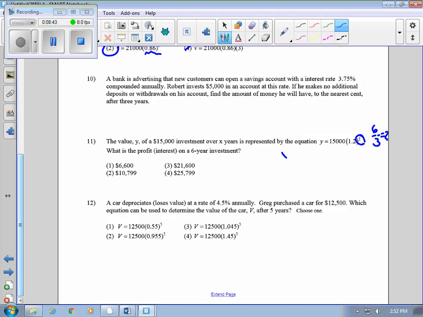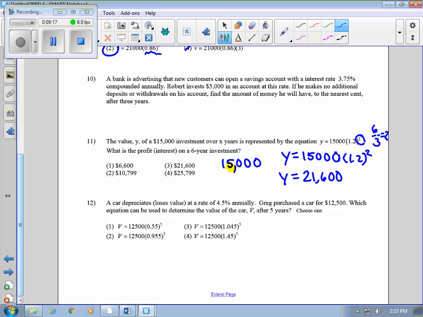Okay, so I'm going to rewrite. It's going to be y equals 15,000 times 1.2 to the second, because we've entered that in there. Then you solve that out. Y equals 21,600. And then it's asking, so that's the value of the 6-year investment. Well, for the profit, you've already put in the amount we've put in.